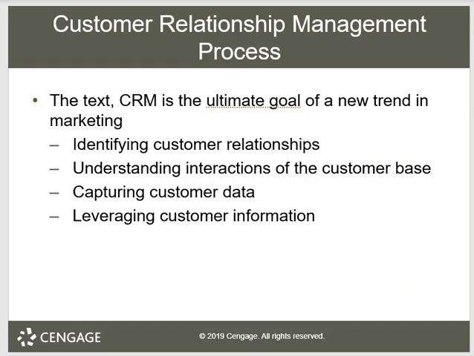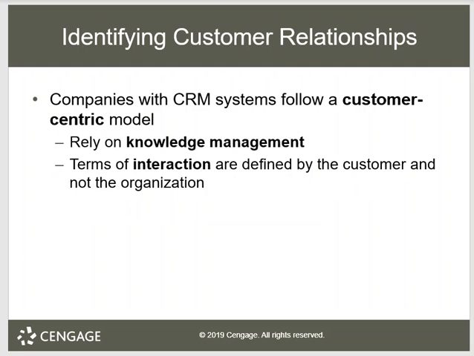CRM assumes 2 key points. Customers must take the center stage in the organization, and the business must manage the customer relationship across all points of customer contact throughout the organization. So identifying customer relationships: companies with CRM systems follow a customer-centric model. They rely on knowledge management. Terms of interaction are defined by the customer and not the organization. And a customer relationship company customizes product and services offering based on the data generated through the interactions between the customer and the company.